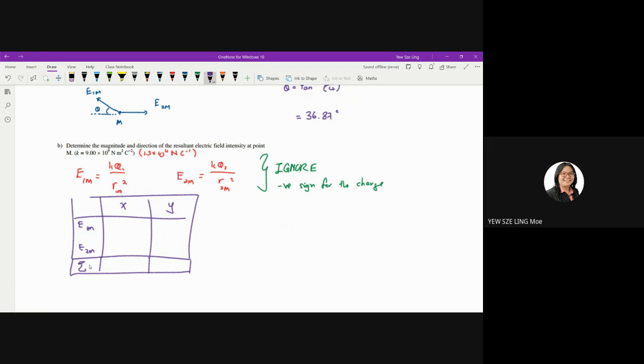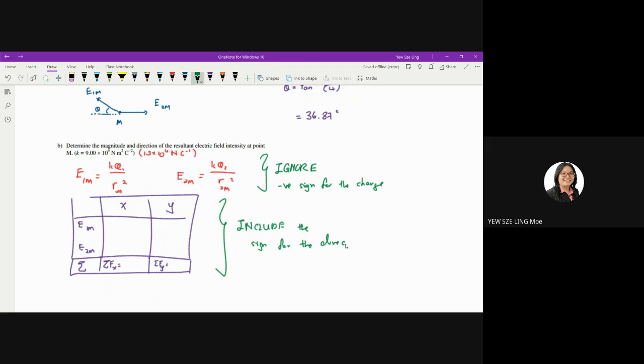So summations Fx equals to, summations Fy equals to. So you find the summation before you proceed to the resultant vector. And it's different than the previous step. When it comes to this table, you need to include the sign. The sign for what? The sign for the direction.